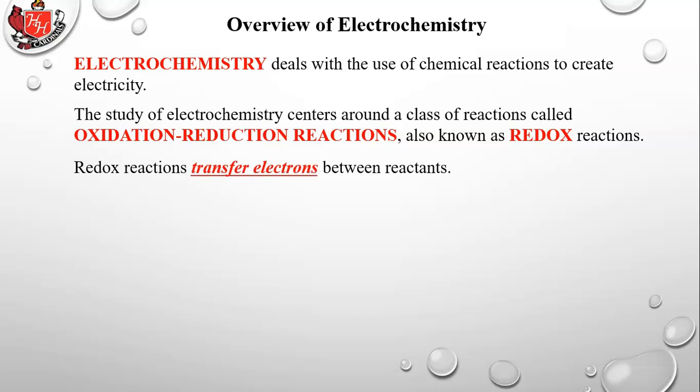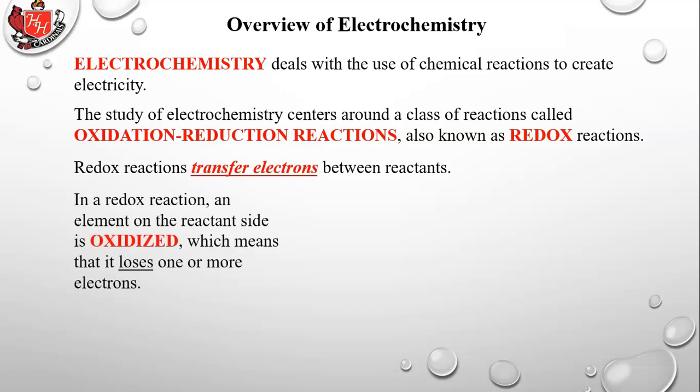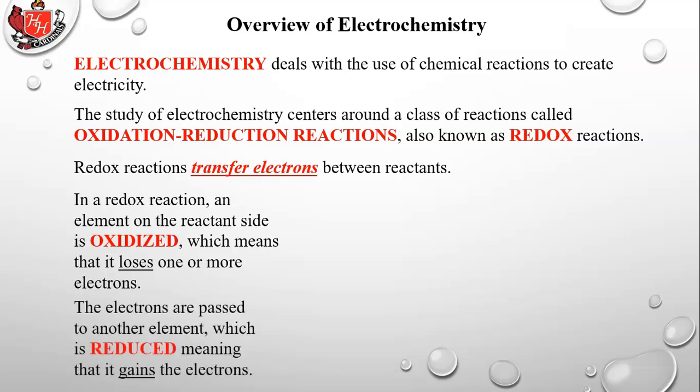Redox reactions transfer electrons between reactants. Now remember, acid-base reactions transfer protons. They're referred to as proton transfer reactions, so redox reactions are electron transfer reactions. In a redox reaction, an element on the reactant side is oxidized, which means that it loses one or more electrons. The electrons are passed to another element which is reduced, meaning that it gains the electrons.